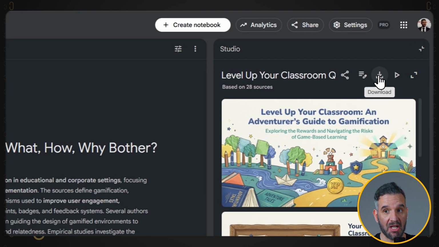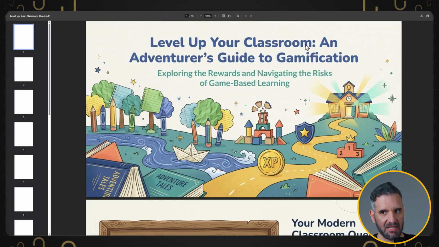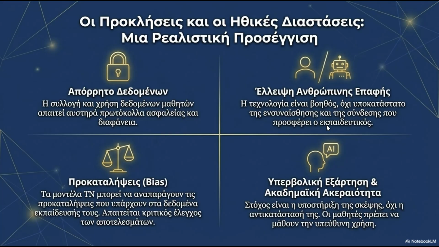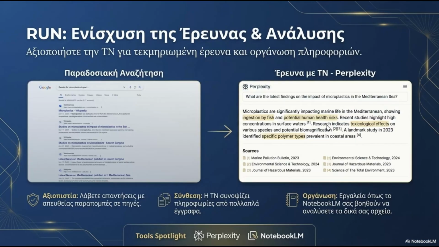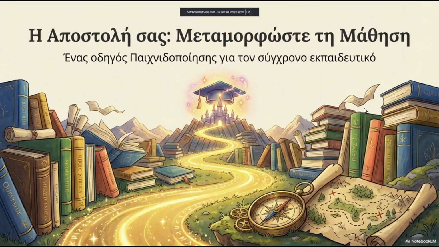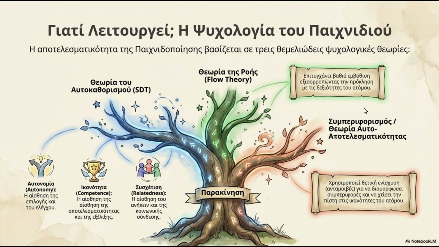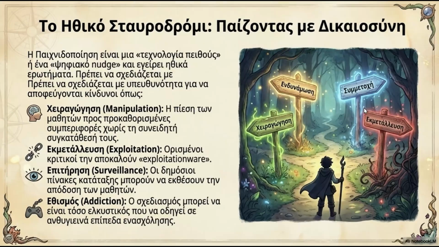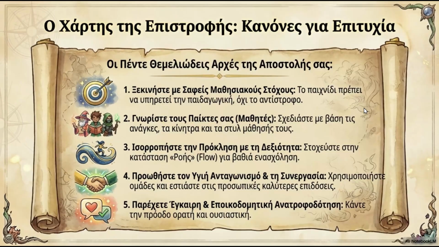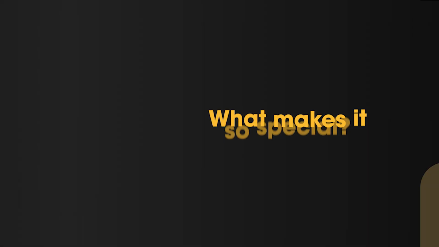Now, if you want to download the presentation, just click here, but keep in mind it downloads as a PDF. Beyond English, it works in other languages too. Check out these two presentations I had the AI create in Greek. Again, the text is pretty accurate and the visuals are really good.